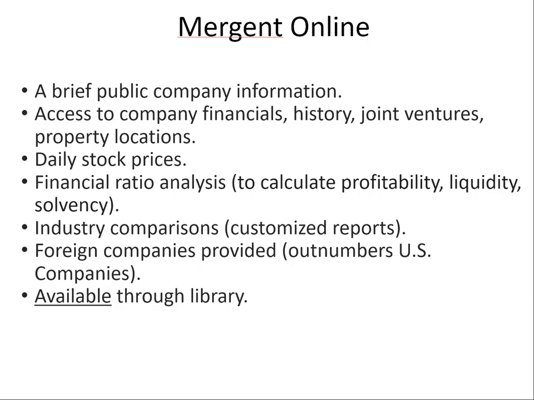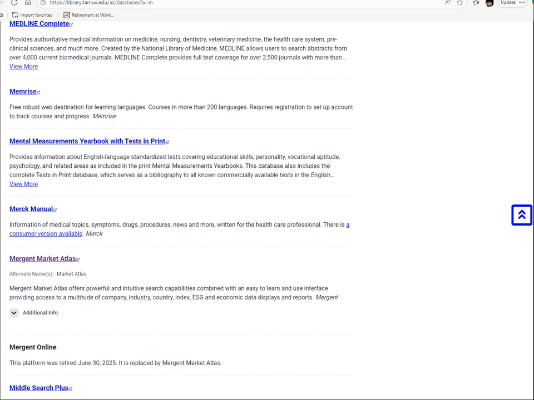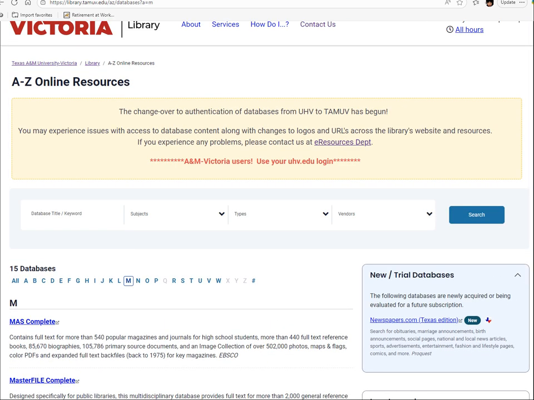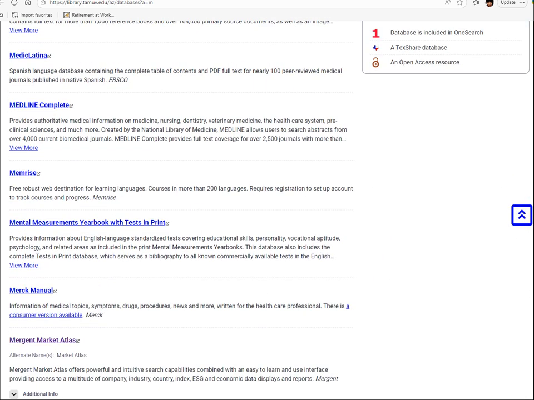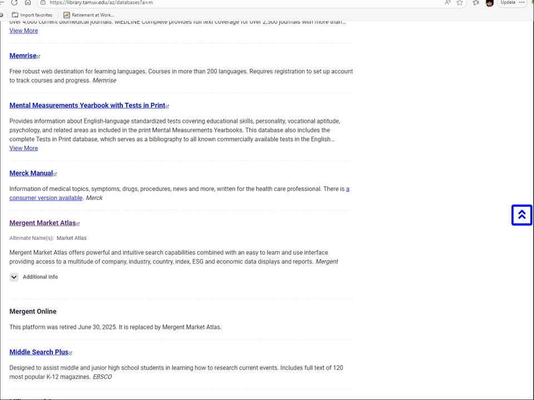So let's take a look. It's available through our library. You go to the library database list, check the M, and you're going to find Mergent Online. It says it's retired recently, and it's replaced by Mergent Market Atlas. So let's get to Mergent Market Atlas.